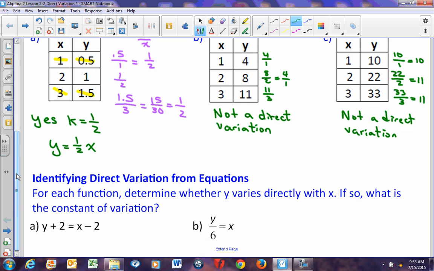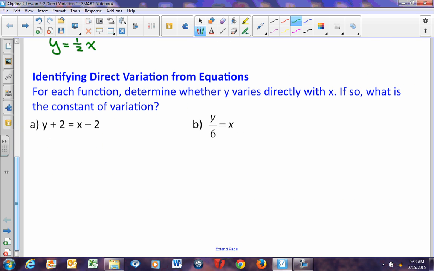Let's look at some equations. Can we determine from an equation whether or not something is a direct variation? Okay. So let's look at it. The first thing we have to do is write it in direct variation form, which is y equals kx. So we have to solve it for y. In this particular case, I'm going to subtract 2. So I'm going to get y equals x minus 4.